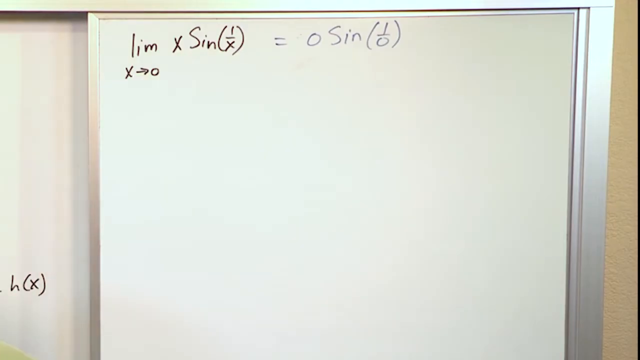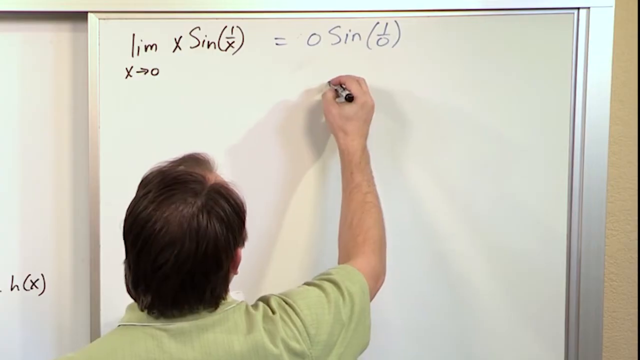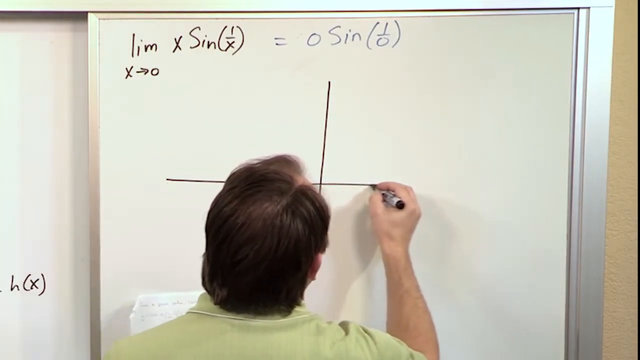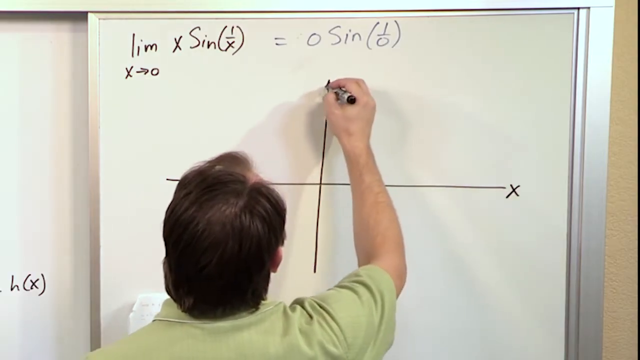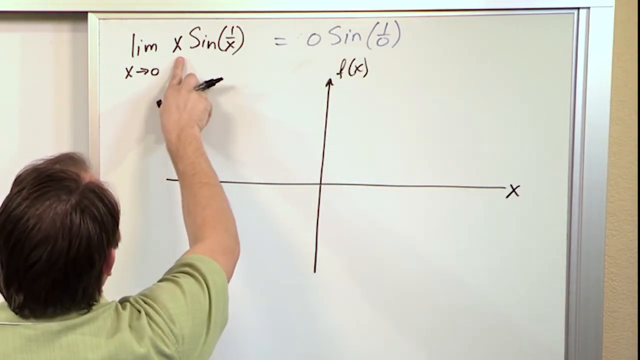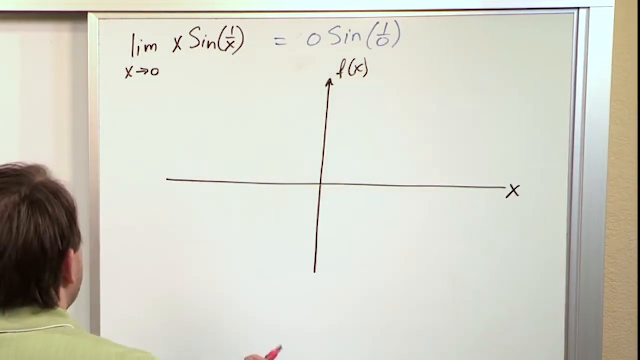So we can learn a lot in this particular case by plotting the function, and we'll try to find two functions that exist on the top and the bottom of the function we care about. So this is x. And this is f of x. And when I say f of x, it's the entire function, x times the sine of 1 over x. Okay? What does this look like?